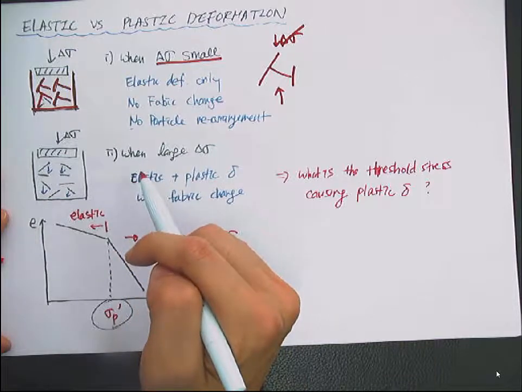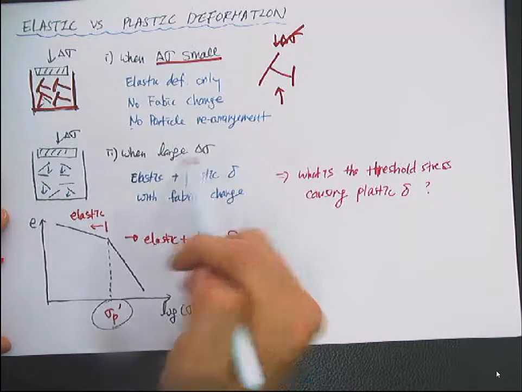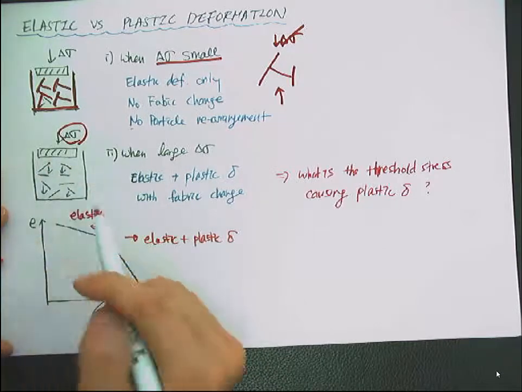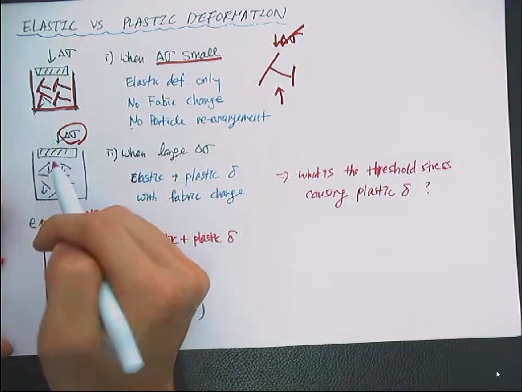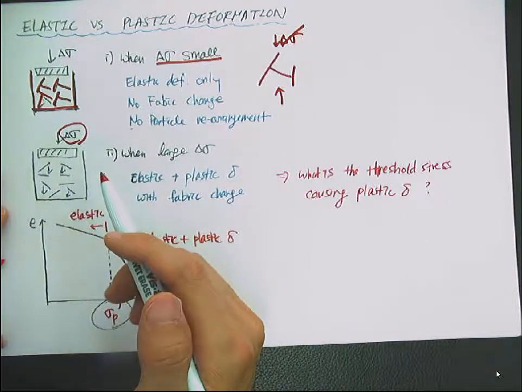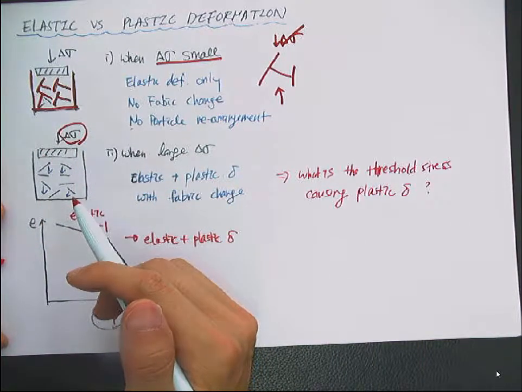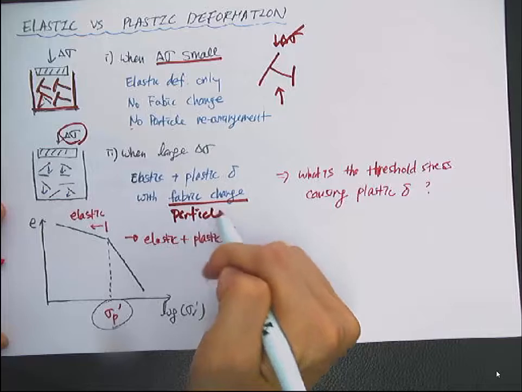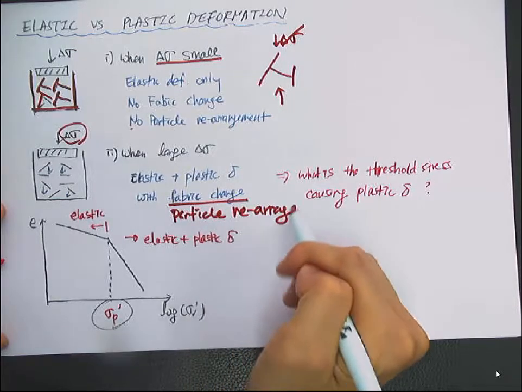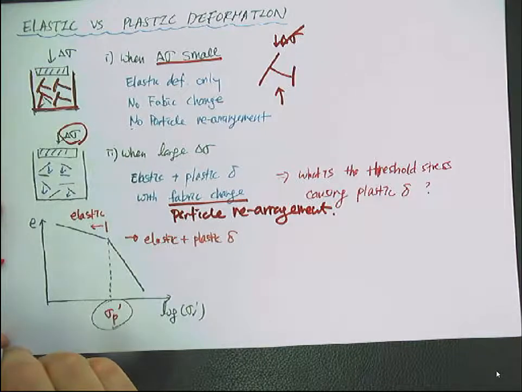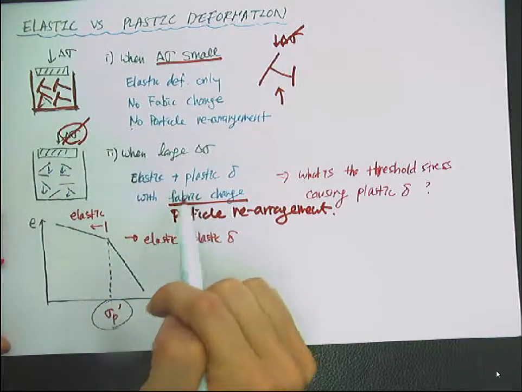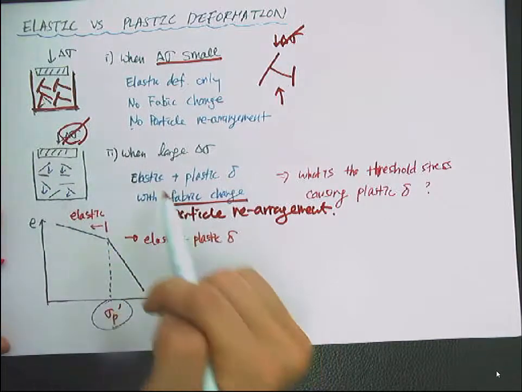And when you increase delta sigma to a certain value, so now that delta sigma is very large, then at some point the clay particles will move to cope with this large delta sigma. So the fabric will change and the particles will move. Particle rearrangement will occur. So then, when you remove this delta sigma, there will still be permanent deformation, in addition to the elastic deformation.